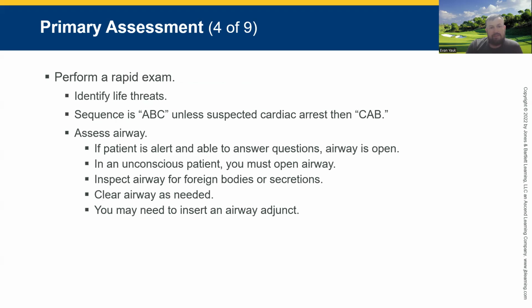Perform a rapid exam. So identify life threats. Sequence is ABC unless suspected cardiac arrest, and then it's CAB. We'll talk about that. Assess the airway. The patient is alert and able to answer questions. Airway is open. If they're talking to you, the airway is good. In an unconscious patient, you must open the airway. We're going to talk about that in chapter 7, which will be my next video, but there are steps to open that airway. Inspect the airway for foreign body or secretions, and clear the airway as needed. You may need to insert an airway adjunct, which we will talk about in chapter 7.